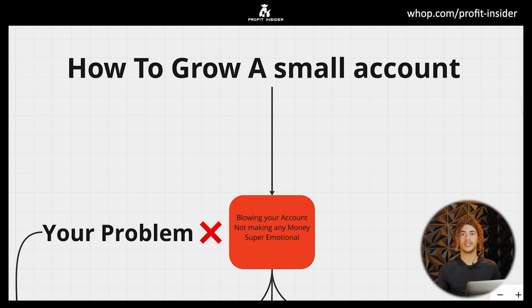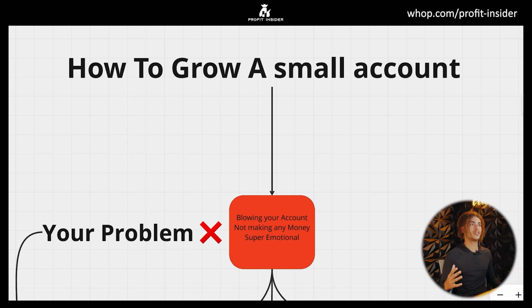The last problem that you're facing is that you're super emotional whenever you're in a trade. This causes you to think with emotions and feelings instead of thinking with logic. Being super emotional will also cause you to miss out on opportunities because you're not thinking clearly. Your mind is being clouded by fear. So now I'm going to tell you how exactly to solve all of these problems.